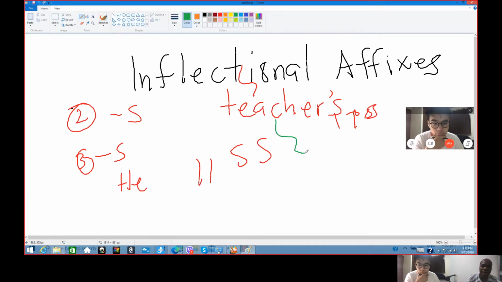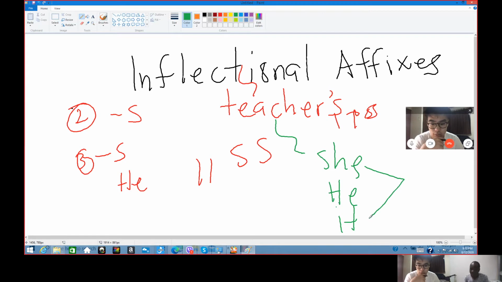Okay. So she, he, it. When you use this in English, we always have to add s to the verb. So, she come? No, we have to add s. Comes. Yes. He comes. It comes. We call it third person singular.